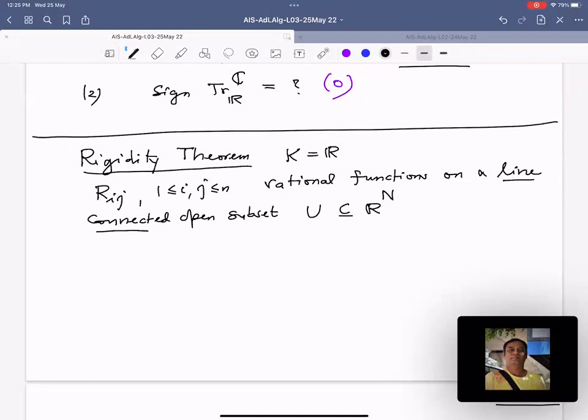And assume that these R_ij are equal to R_ji. Assume this. A rational function means, one way to think is, they are polynomial by polynomial, and therefore you are thinking of them as functions so that their denominator should not vanish on the open set. That is what one means by a rational function.